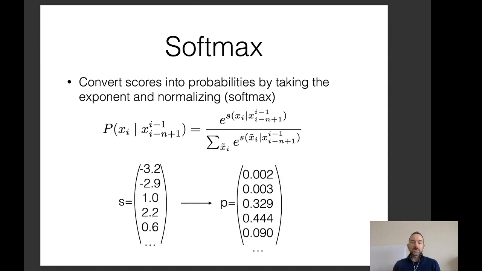So by doing so, we can take these arbitrary scores and convert them into a probability vector that sums up to 1. So in our language model, we apply this softmax.